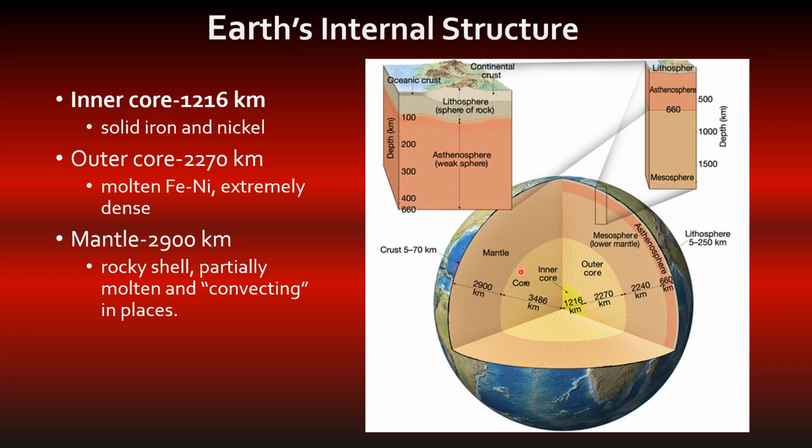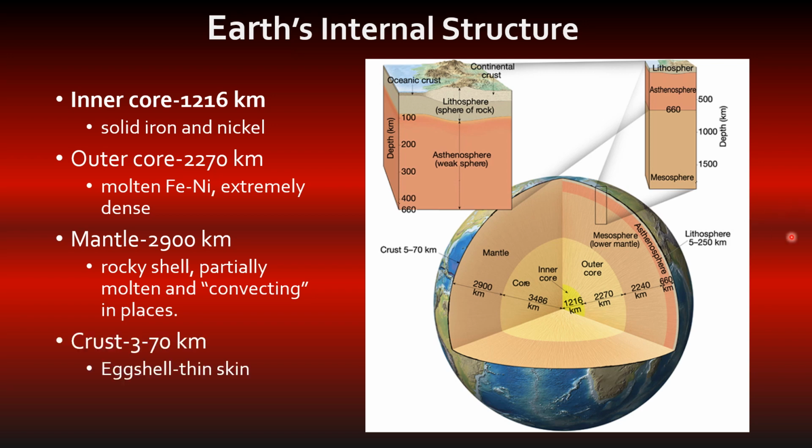Then we have the mantle, which is about 2,900 kilometers thick. It sits around the inner and outer core, and it is a rocky shell, partially molten and convecting in places. Remember I said like a lava lamp, sort of deforming kind of plastically. It's not quite a liquid, it's not quite a solid. So we say it's partially molten, but it's moving very, very slowly.